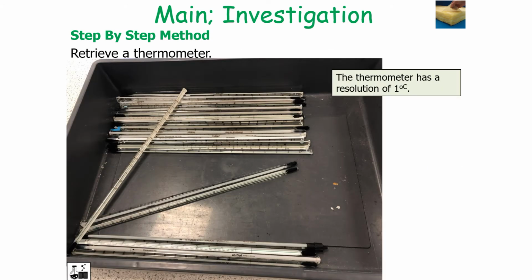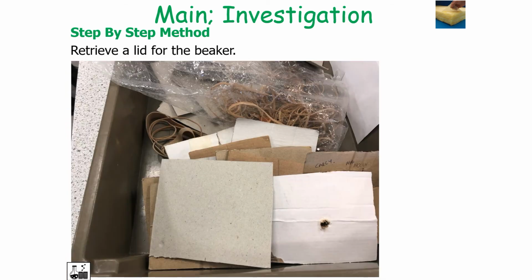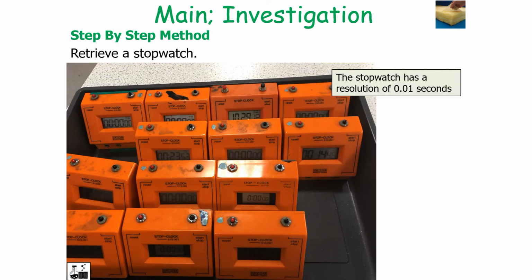You then retrieve a thermometer. The thermometer has a resolution of 1 degree Celsius. This means that temperature cannot have any decimal places recorded, because the number of decimal places recorded is decided by the resolution of the thermometer. If the thermometer cannot read decimal places, you do not include decimal places in your answer. You then retrieve a lid for your beaker. You'd retrieve a stopwatch. The stopwatch has a resolution of 0.01 seconds.